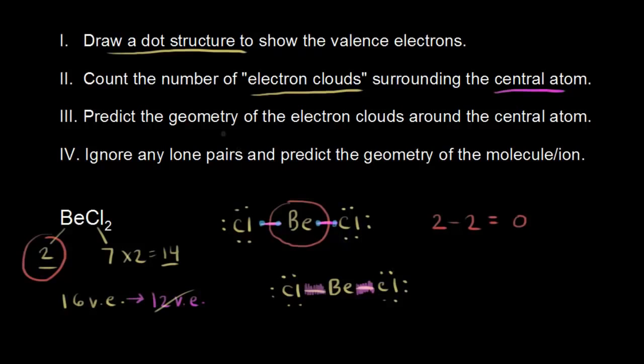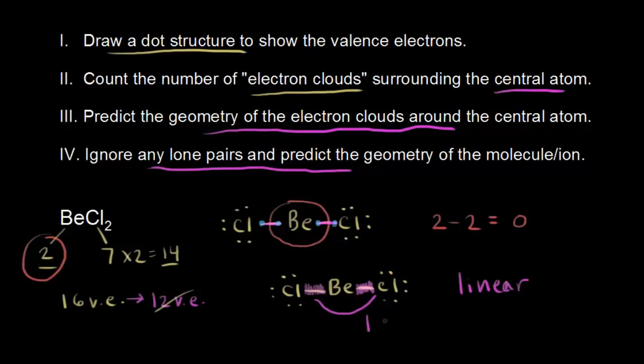And so the geometry or the shape of the electron clouds around the central atom, if they're pointing in opposite directions, is going to give you a linear shape here. So this molecule is actually linear because we don't have any lone pairs to worry about. So we're going to predict the geometry of the molecule as being linear. And if that's linear, then the bond angle, the angle between the chlorine, the beryllium, and the other chlorine, is 180 degrees, so just a straight line.